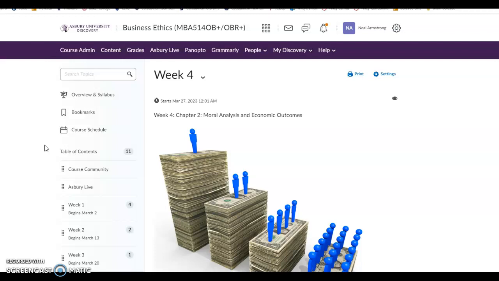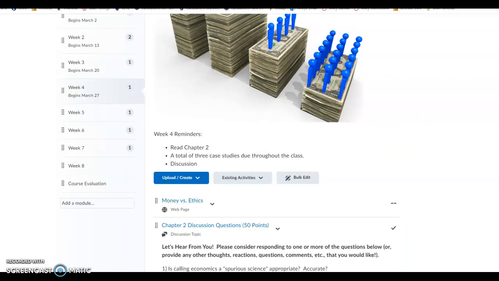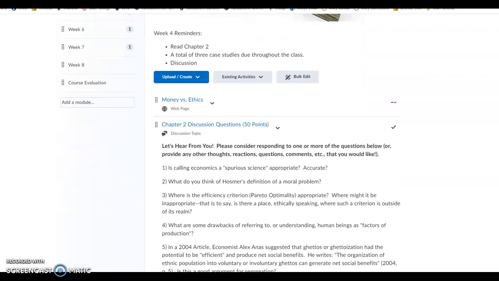In week 4, we're going to be taking a look at chapter 2, which is looking at moral analysis and economic outcomes. It's very, very important to read chapter 2 and possibly do one of the case studies, because you have a total of 3 that you do throughout the class. We also have a discussion board post.